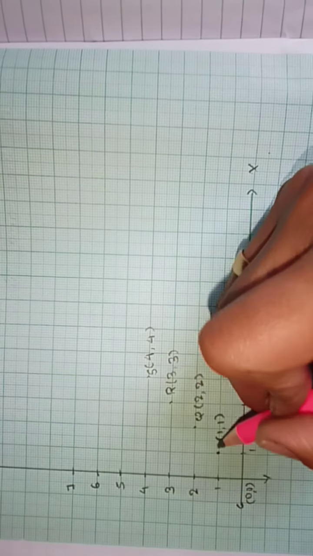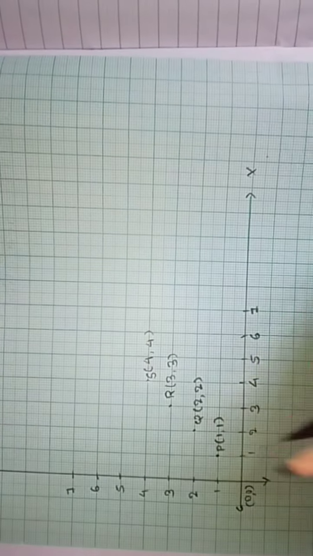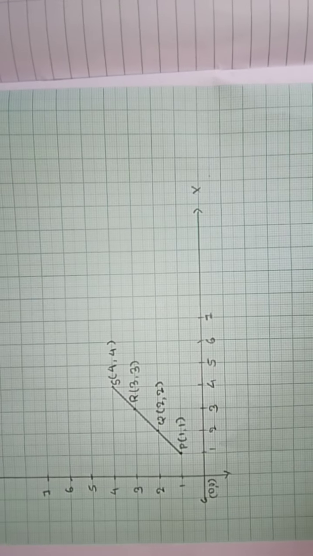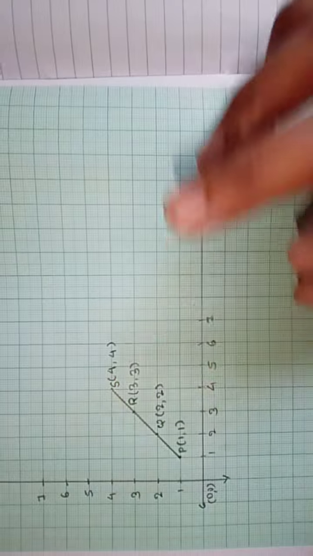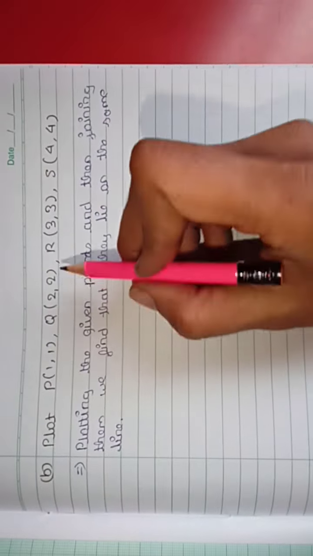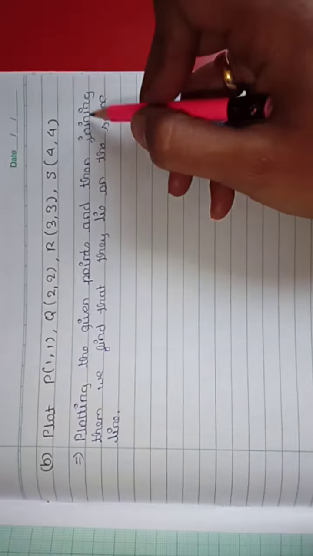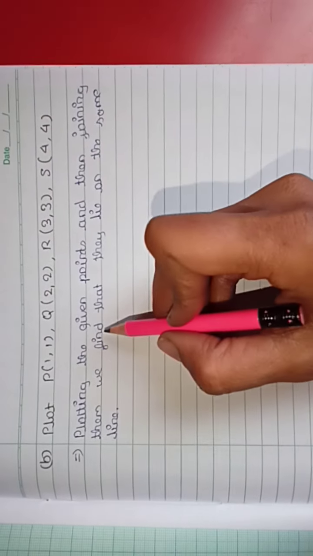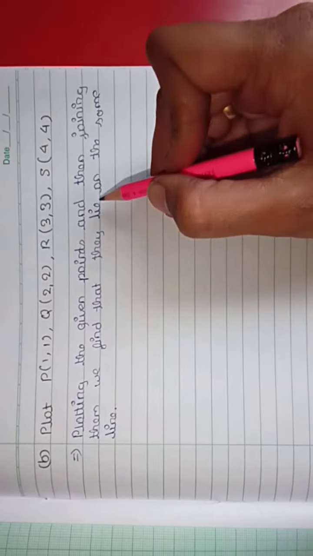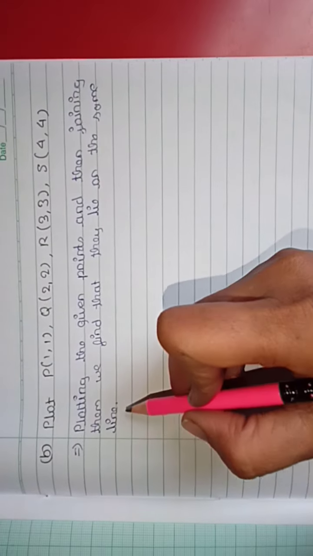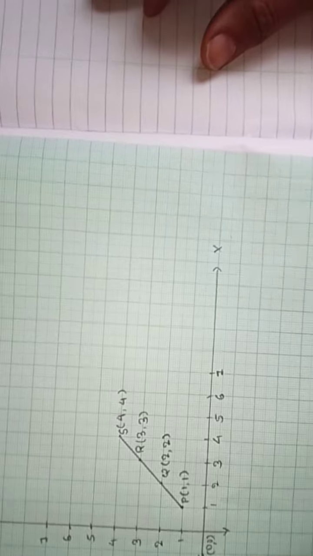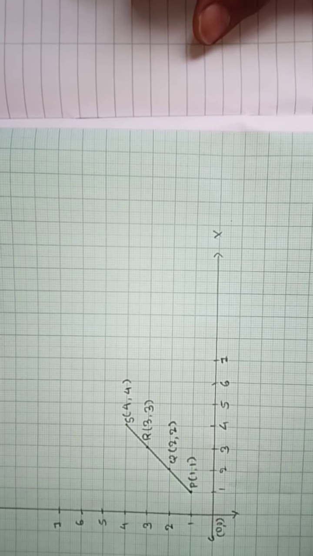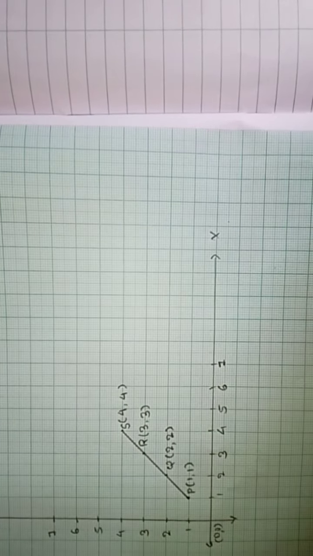So now we will join all the points with a scale. While joining all the points, we can get a straight line. This is also on the same line. So plotting the given points and then joining them, we find that they lie on the same line. So this way we have to plot the points and then join the points to know whether they are on the same line or not.